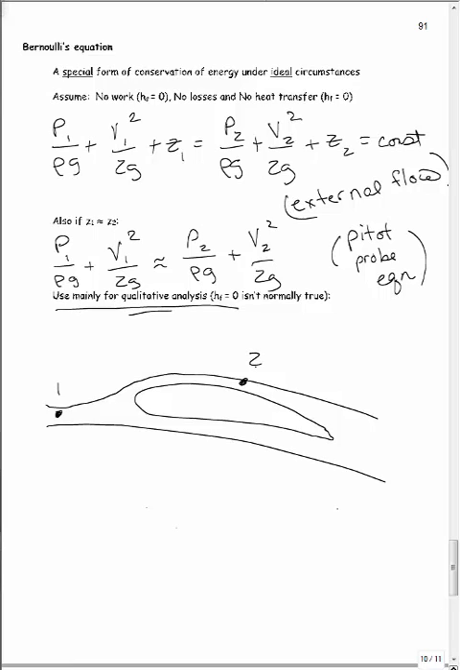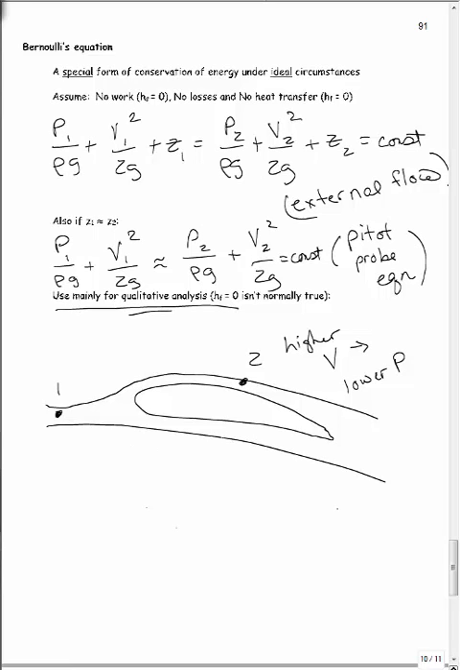Okay, and what we'll see if we do that is that we have a higher velocity here, at 2, than we had at 1. So that means if this has to stay constant, then if our velocity goes up, well, our pressure has to go down. That's where we're talking about the inverse relationship between velocity and pressure.